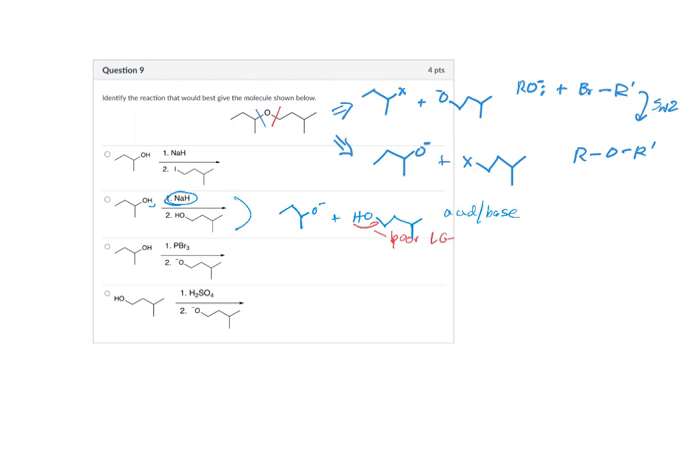So this second step won't work. The bottom one takes the acidic approach. So in this case, we treat this alcohol with an acid. In that case, what we'd end up with is a protonated oxygen over here. So this is making a better leaving group.